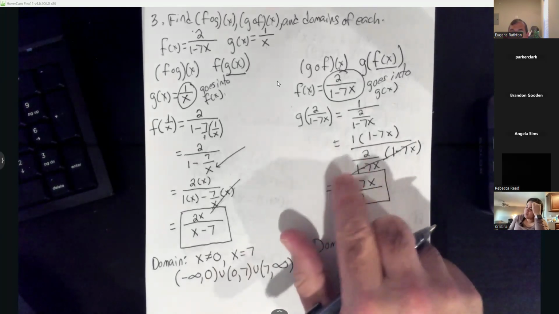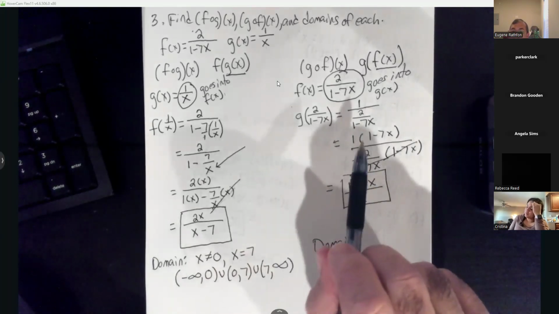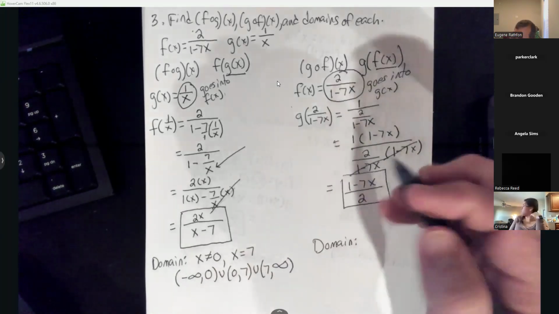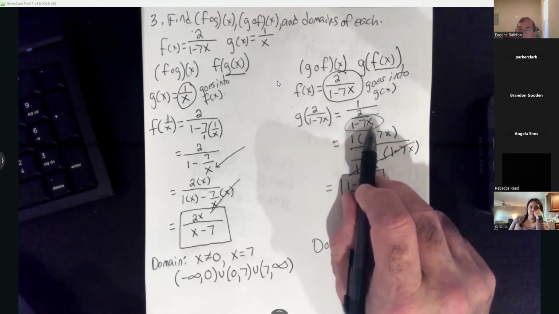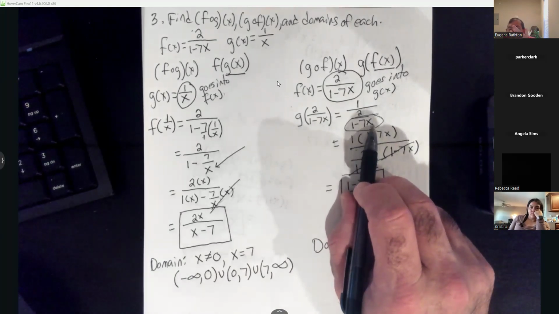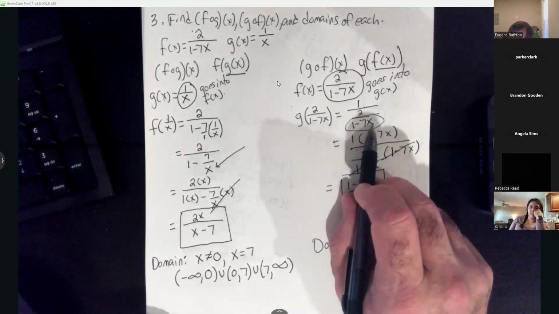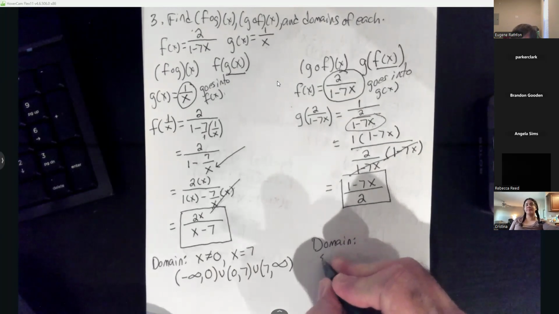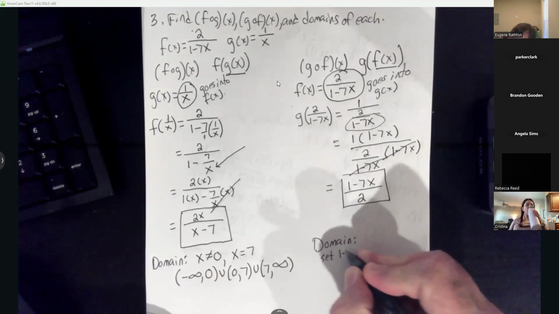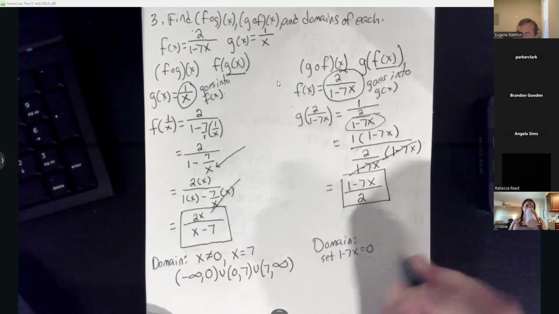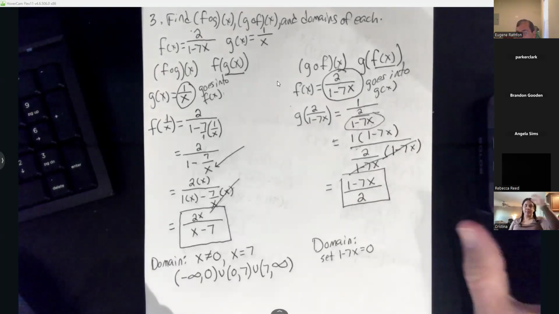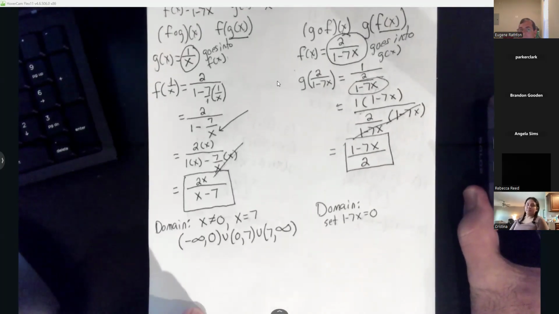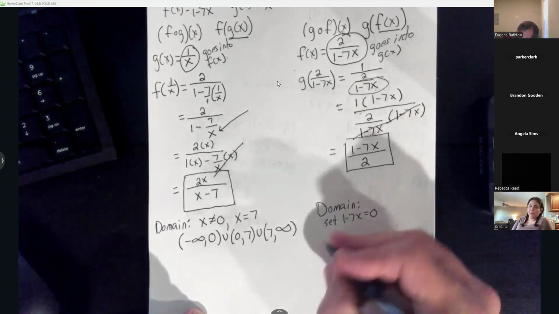All righty, so let's look at this one. My first trouble spot looks like right here because I've got a variable in that denominator. So that was a little trickier to figure out. What you can do for that one is set 1 minus 7x equal to 0 and solve that for x real quick. Once we solve that for x, we'll have a number to kick out, okay?